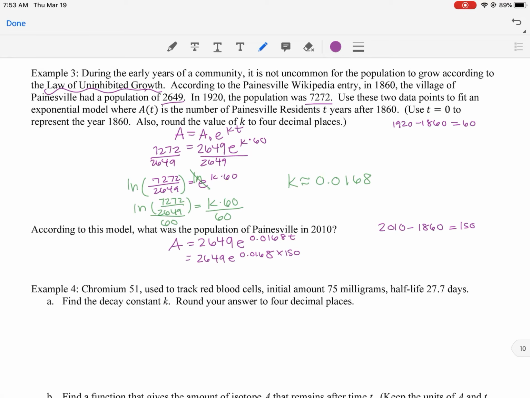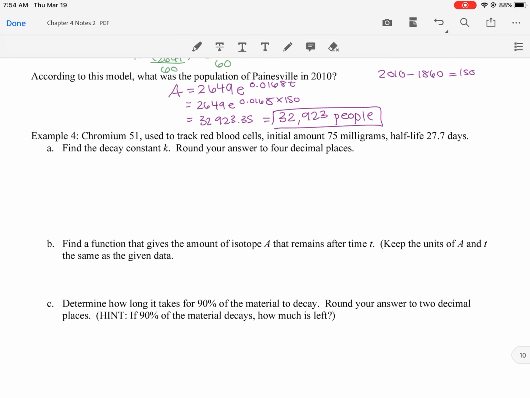So when you do that, and you do 2649 e to the 0.0168 times 150, we end up with 32923.35. Okay, we know we can't have 0.35 of a person. In this case, I will accept two things. Oftentimes, people will always round down. Otherwise, if you round according to rounding rules, I'll accept either one. In this case, it ends up being the same, 32,923 people.